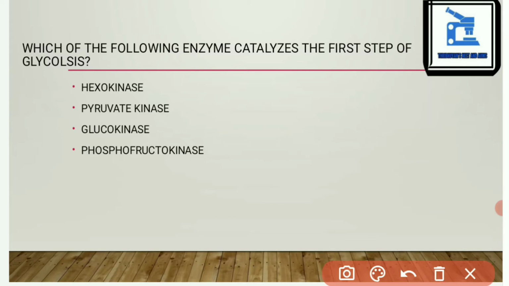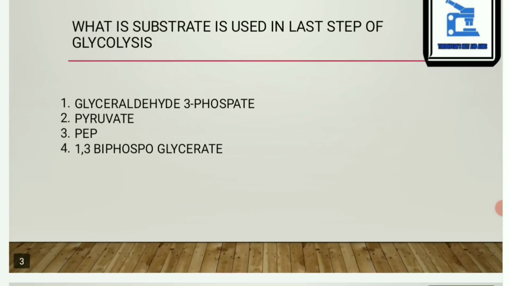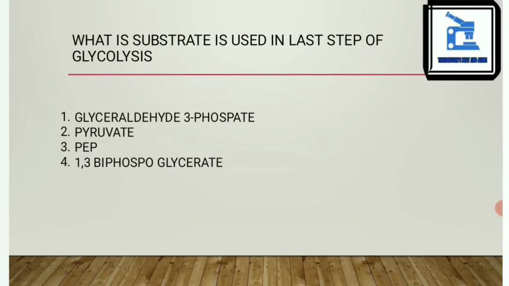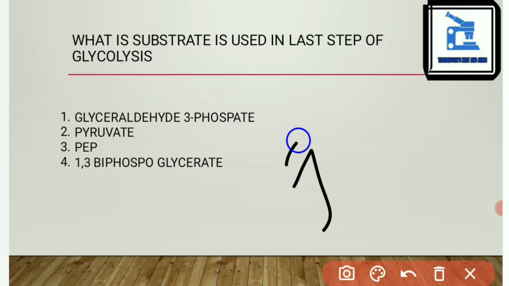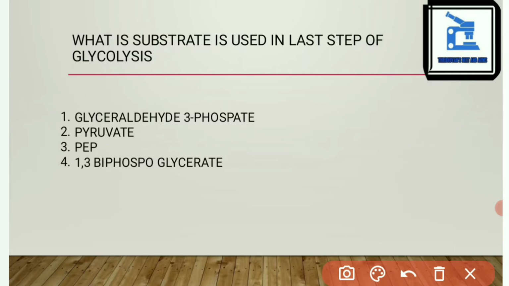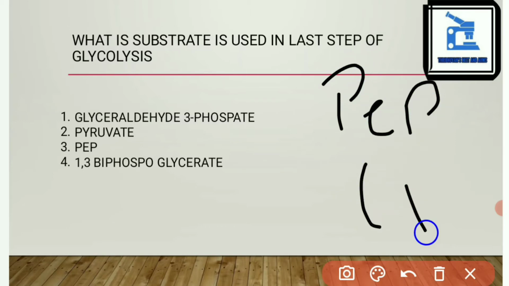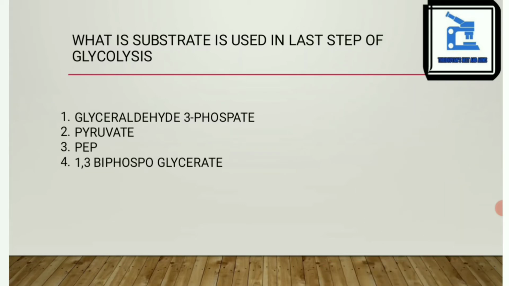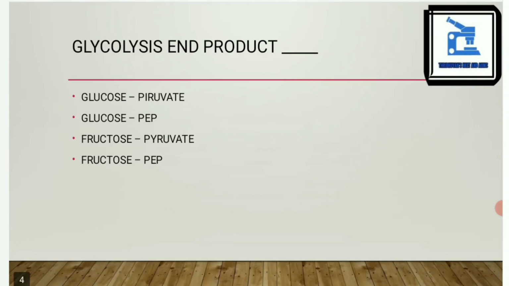Hexokinase. And the next numerical is, what is the substrate used in the last step of glycolysis? Answer: PEP, phosphoenol pyruvate. Because the substrate is phosphoenol pyruvate, the product is pyruvate. Pyruvate, right?